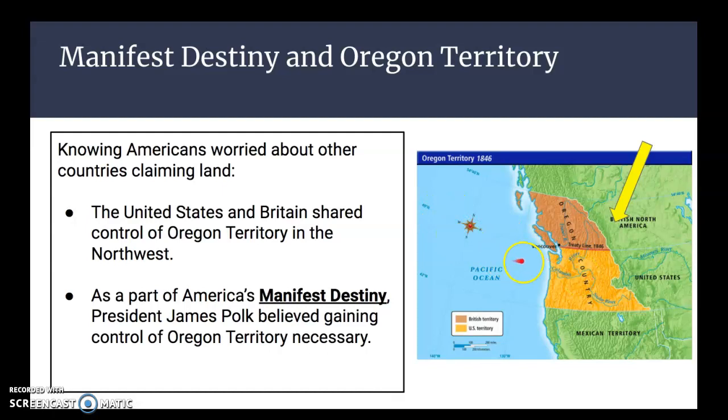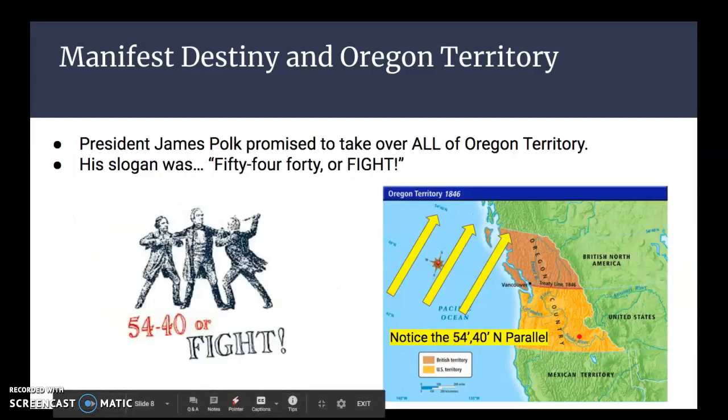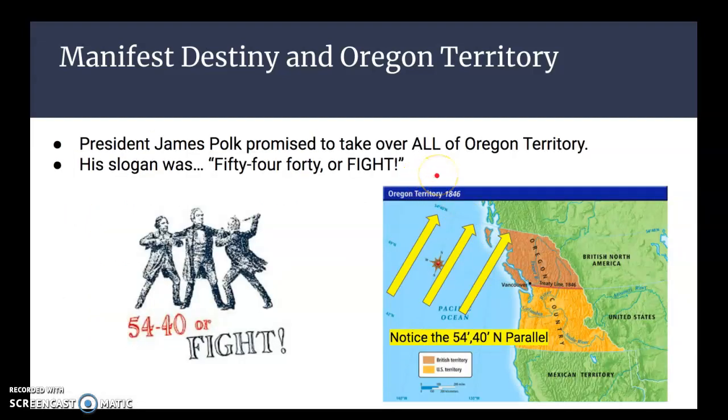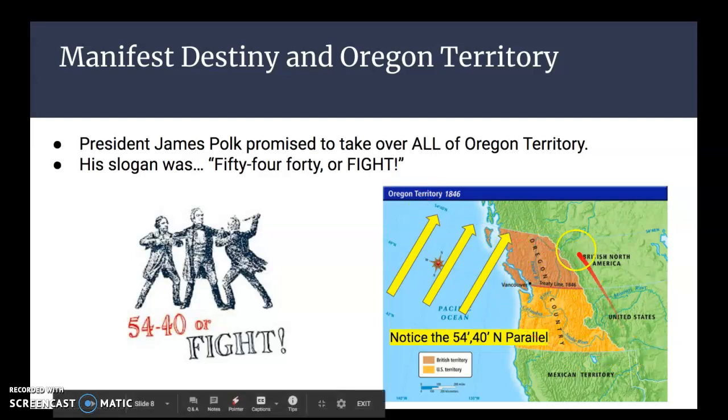So the United States, like I said, shared the Oregon Territory with Britain at this time, and as part of the Manifest Destiny, James K. Polk believed gaining control of the Oregon Territory necessary. So we're going to have a famous slogan that he uses in his presidential campaign in 1844. This parallel, meaning line of latitude up here, is 54°40′. So Polk wanted all of this land right here.